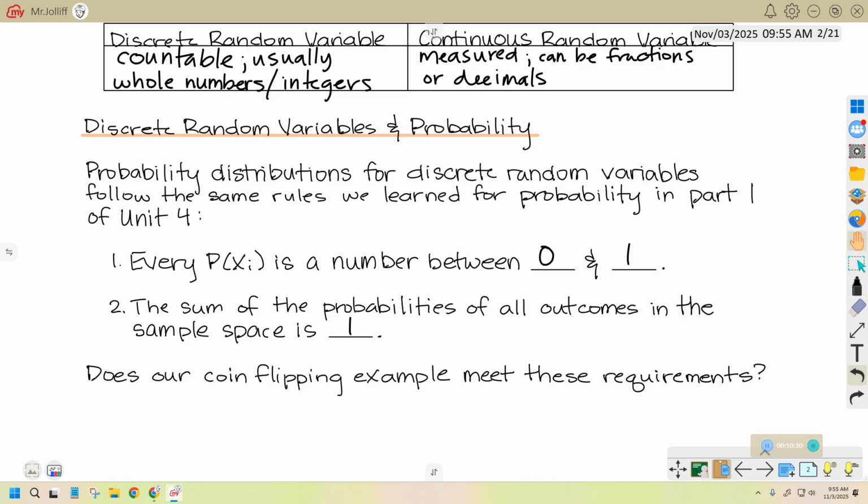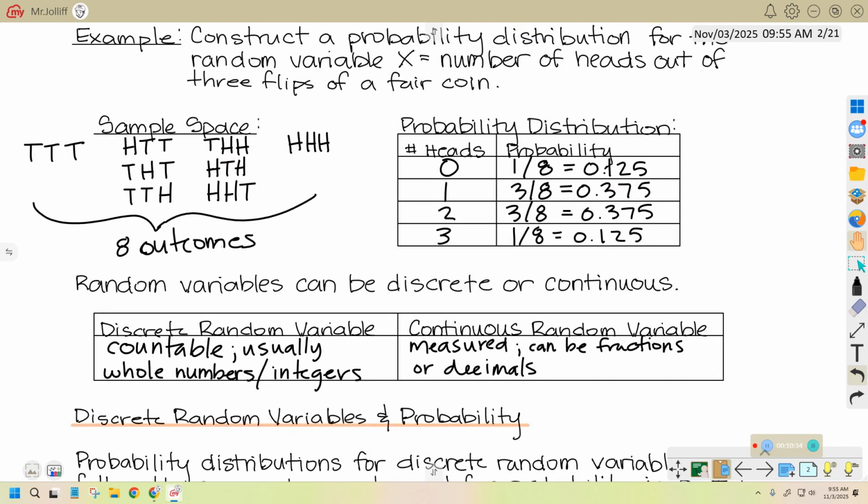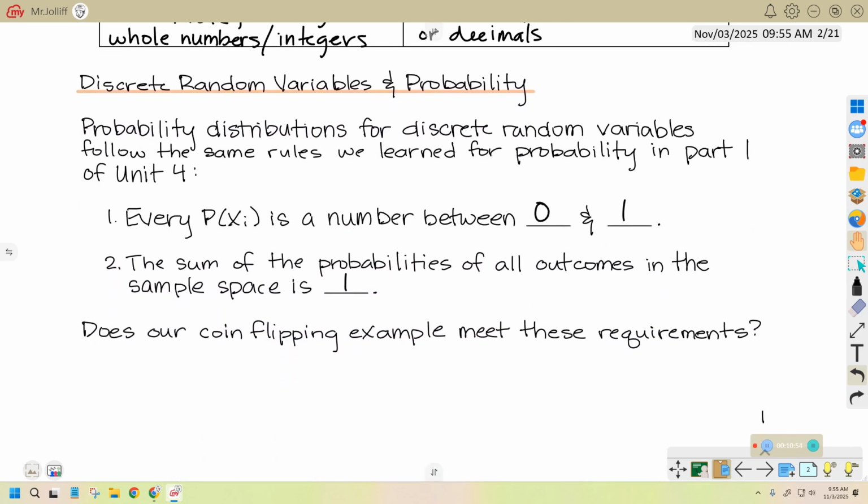And the question is, does that hold for our probability distribution for flipping a coin? And I see some nodding. All of these numbers are between 0 and 1. They're decimals between 0 and 1. If I add up those probabilities, what do I get? 1. I get 8 out of 8, which is 1. Perfect.